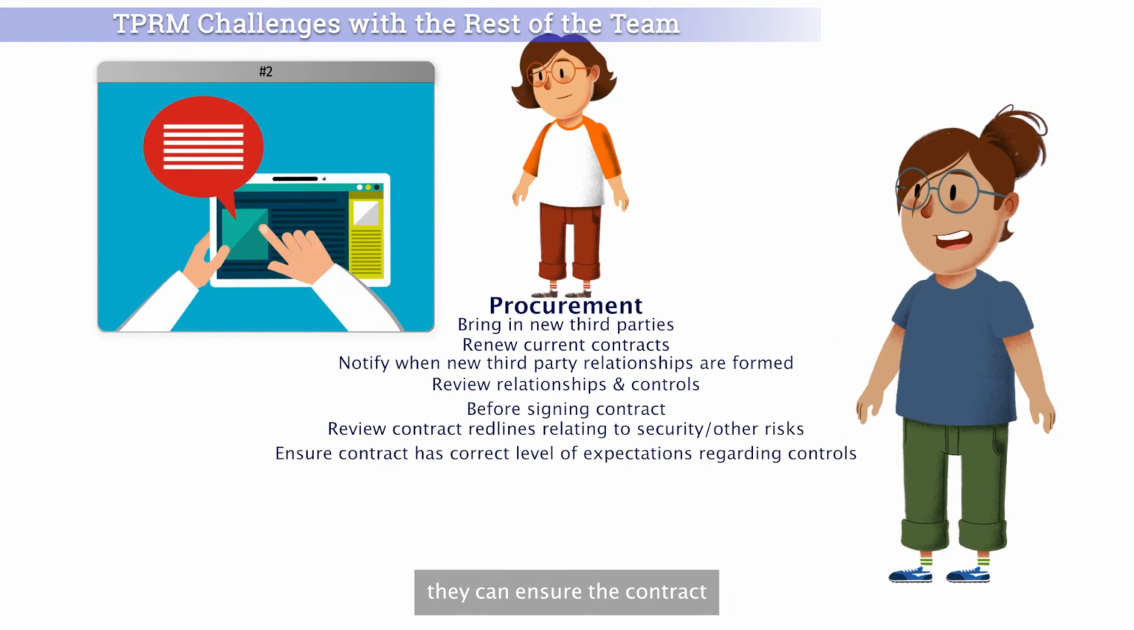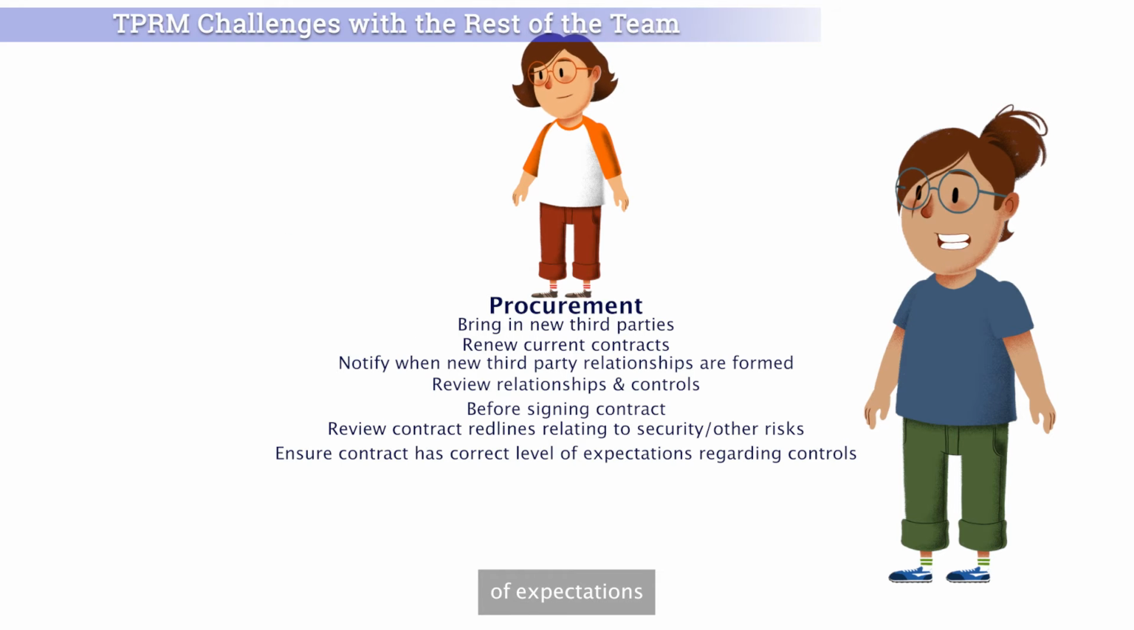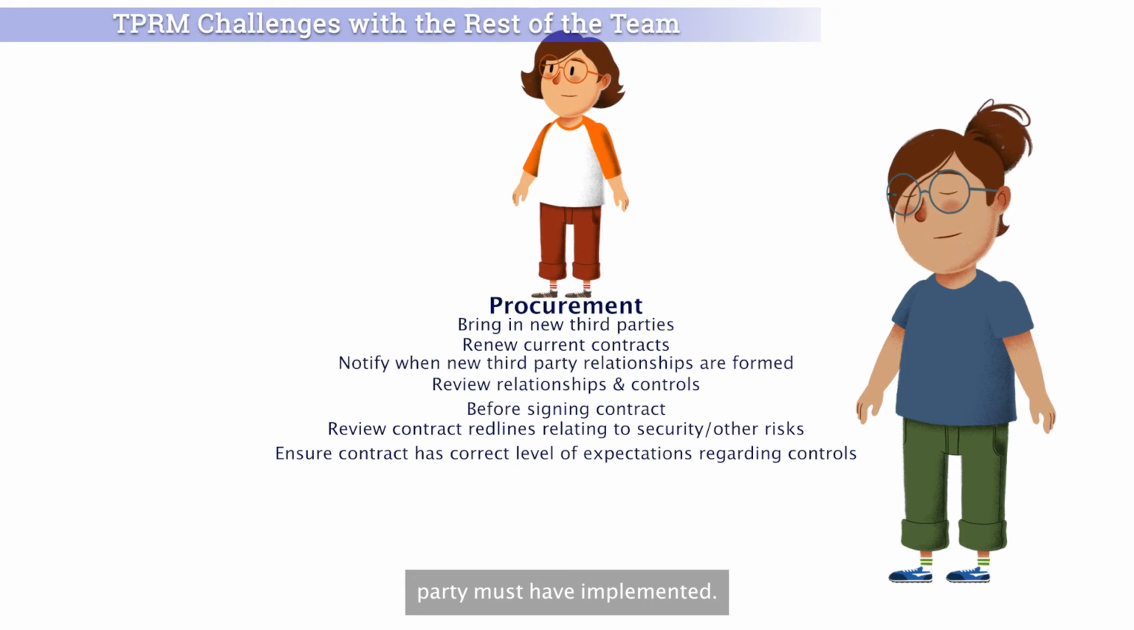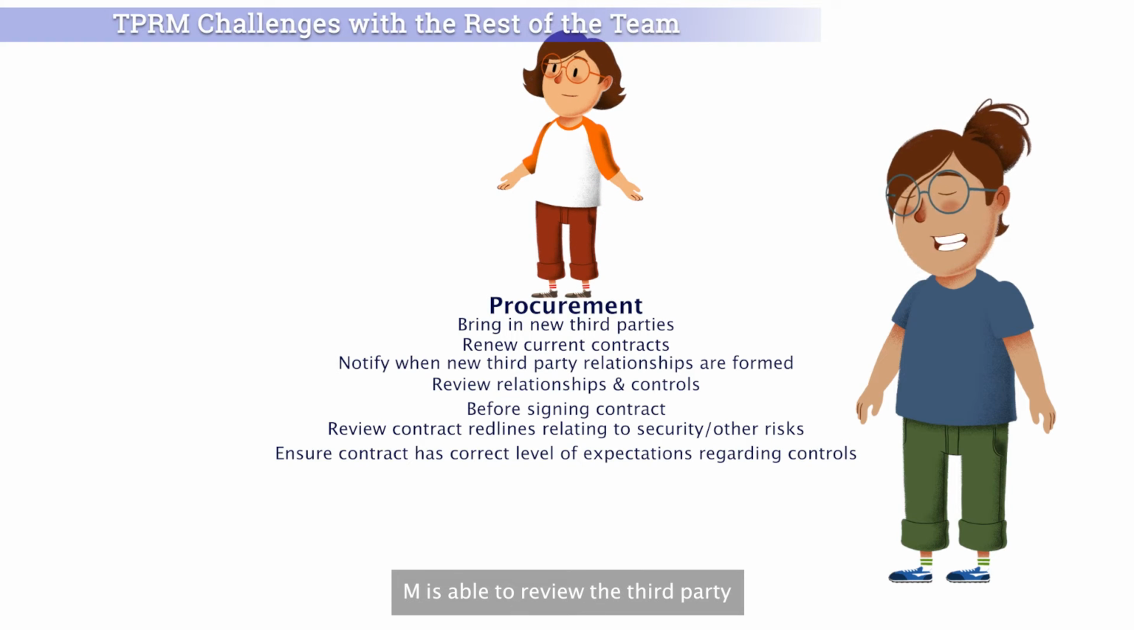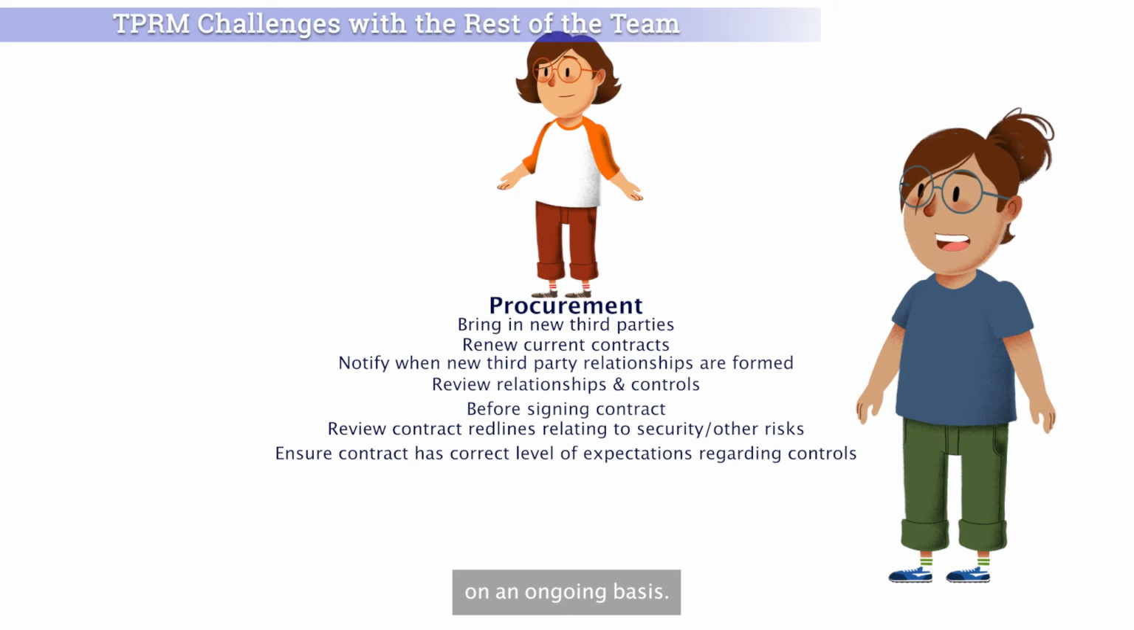This way, they can ensure the contract has set the right level of expectations with regard to what controls the third party must have implemented. Redlining the contract can also ensure TPRM is able to review the third party on an ongoing basis.